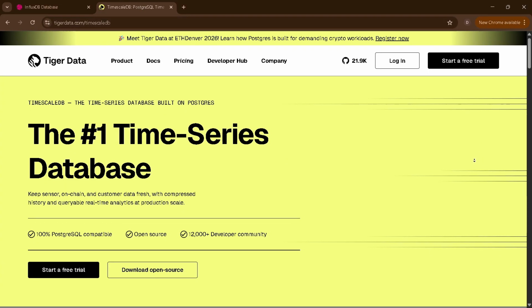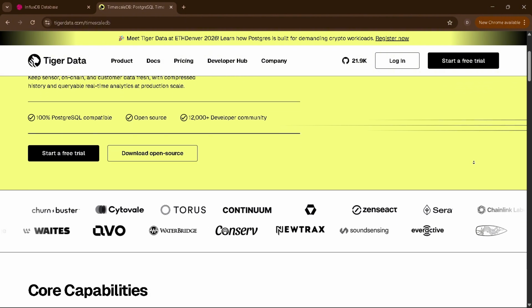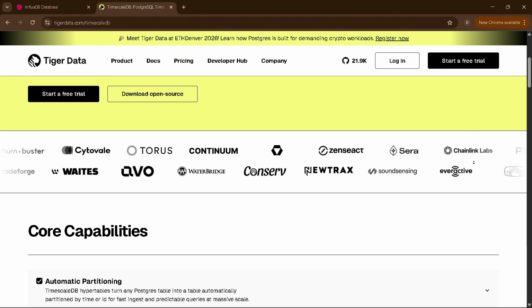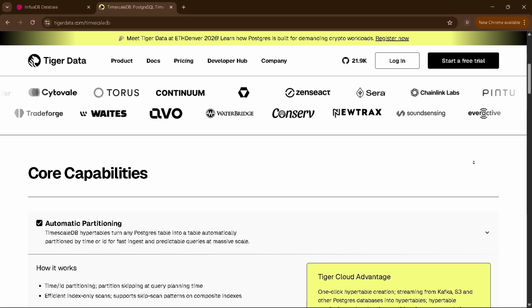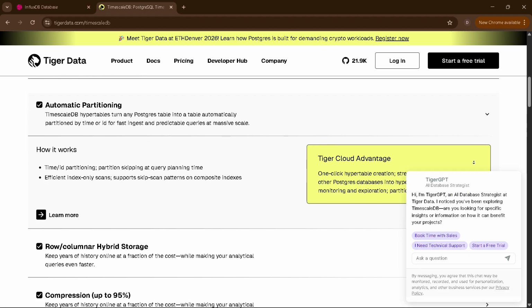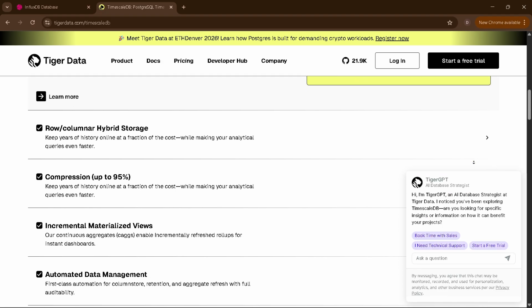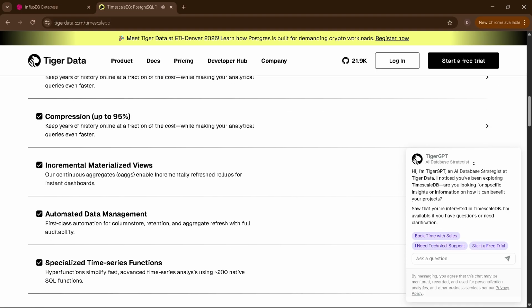TimescaleDB shines when you need to ask complex questions. If you need to compare today's sensor data against a list of specific customers stored in another table, Timescale makes that easy. It handles high cardinality better, which basically means it stays fast even if you're tracking millions of different individual devices at once.